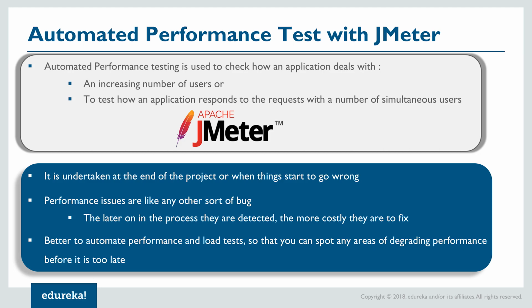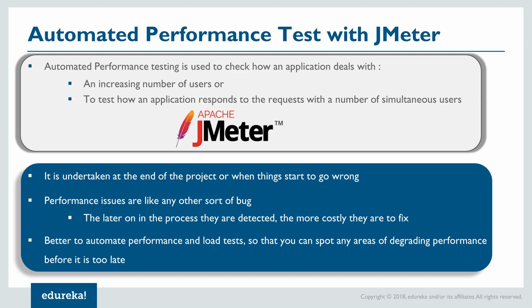And of course, Apache JMeter is one of the most popular tools, especially with the Java platform, when it comes to doing automated performance testing. So it is undertaken at the end of the project or when things start to go wrong. So typically you do it after the deployment and after the application has already started catering to the end users. So you typically deal with the performance issues, let's say some sort of bug, some sort of feature which is not behaving in the right manner. So all those things you would talk about when you talk about performance test.